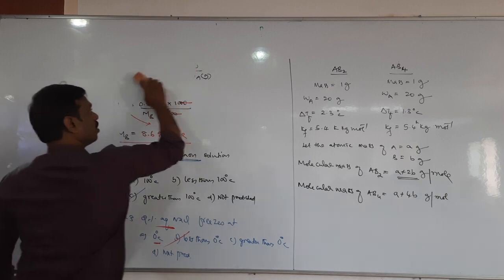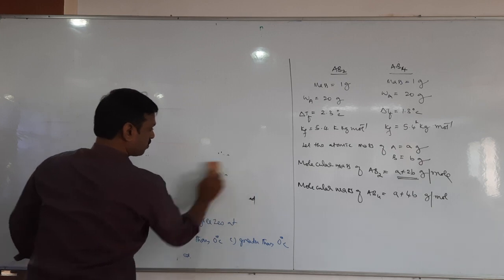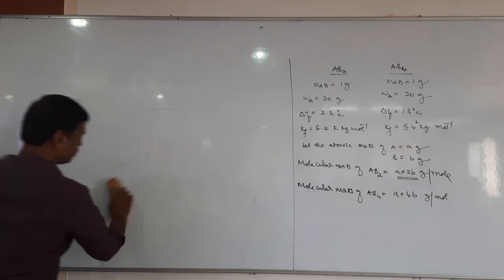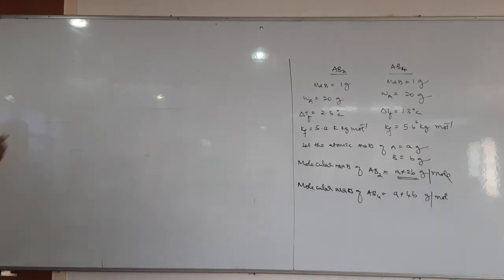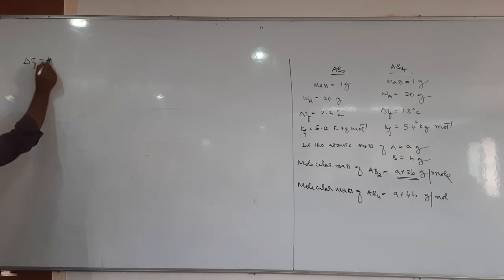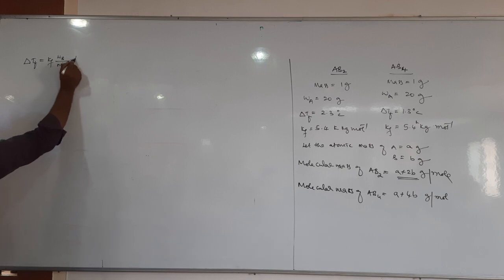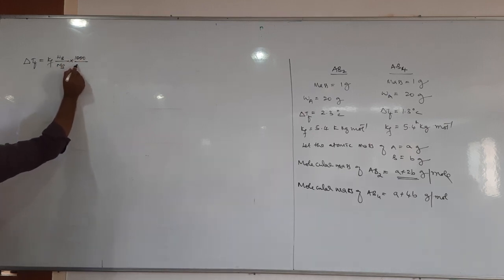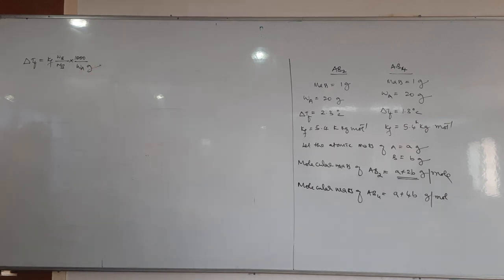Tell me, what is the formula to calculate the depression in freezing point? Take down, delta TF is equal to Kf into m. m equals WB by MB into 1000 divided by WA in grams. So this is the formula to calculate delta TF.